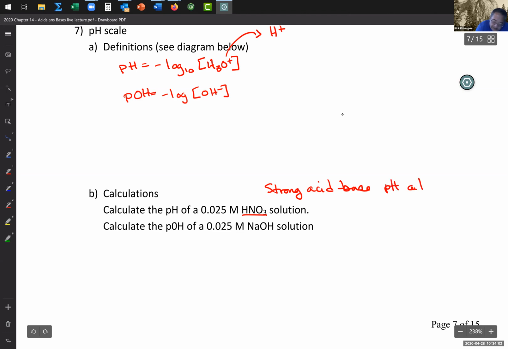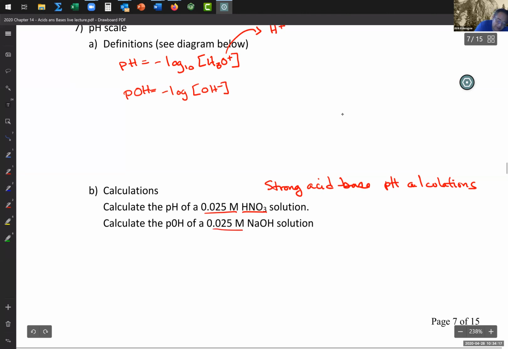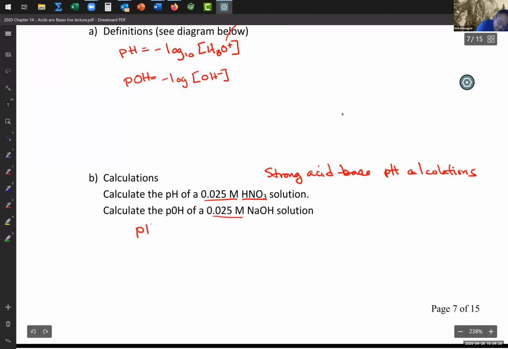What are these calculations? So, strong acid base pH calculations. The concentration of hydronium or hydroxide for strong acids or bases is just the molarity of the solution. So if I want to do the pH of a nitric acid solution that's 0.025 molar, I'm going to say pH is negative, so I'm going to take the negative of whatever I get for the log of 0.025, and then we leave the units off and we just close the parentheses like that.